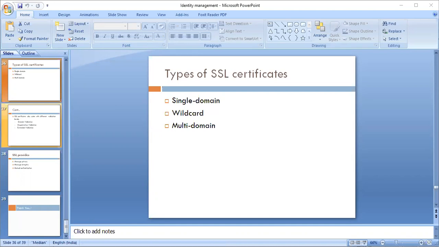And the third type of SSL certificate we are having is multi-domain. As the name indicates, a multi-domain SSL certificate can apply to multiple unrelated domains. So they can work with multiple independent domains, independent websites they can be shared with.